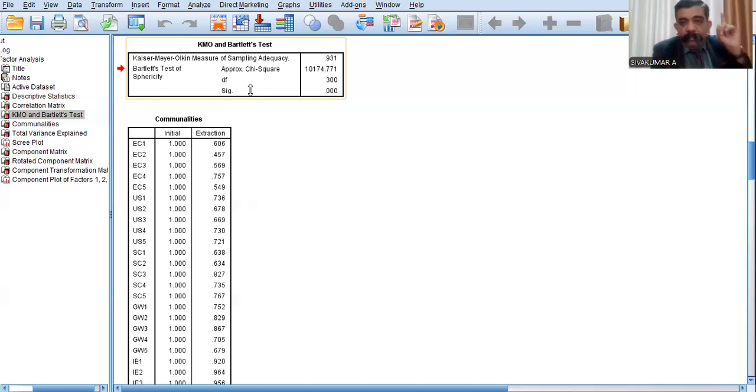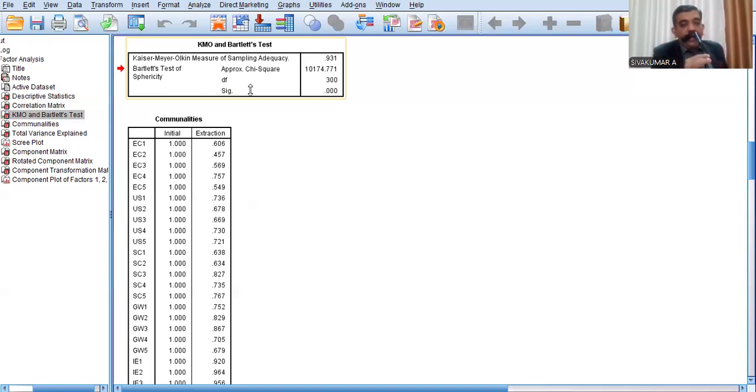Okay. Then that means the important measure here. Then the next important table, communalities. What is meant by communalities? As far as communality is concerned, if the value is either 0.5 or any value greater than 0.5, you can take that variable. Otherwise, you cannot take that variable.